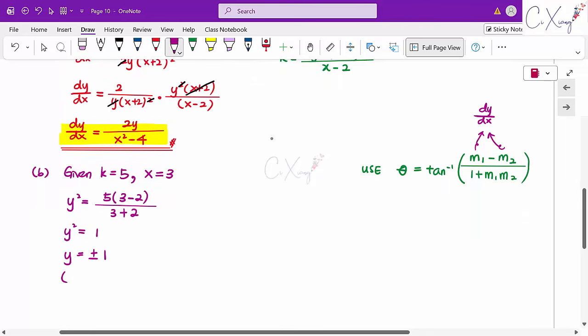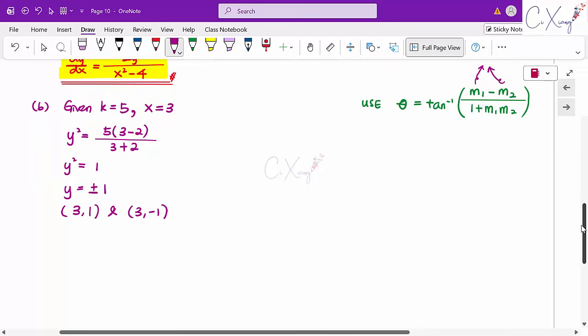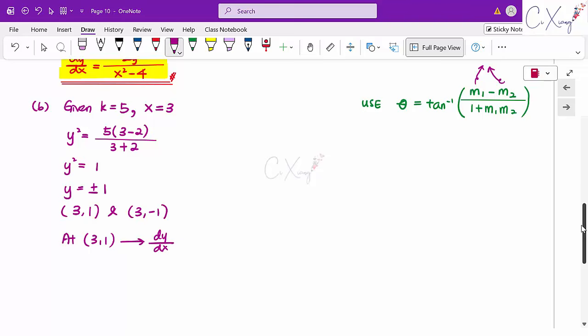We want to find the equation of tangent, the gradient of tangent at two particular points, which is x equals 3, y equals 1, and also x equals 3, y equals negative 1. Okay, then let's continue further at the point of 3, 1. I want to know the dy dx. What's the value of dy dx?